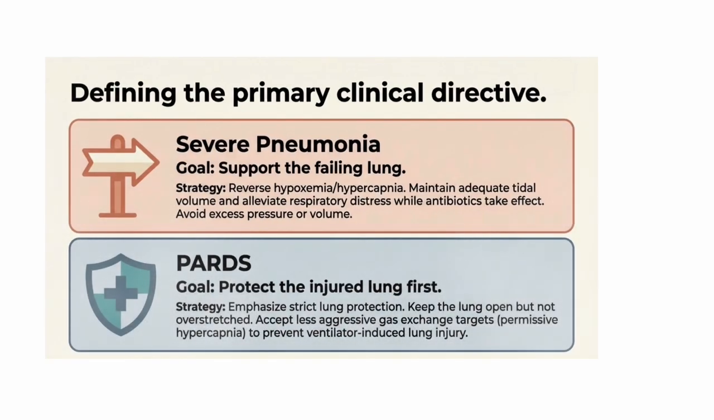Now we know the difference. Not just how it looks, not just how fast it evolves, but what the lung actually is. So the question changes. Not what settings do I use, but what am I ventilating? In pneumonia, the lung is uneven. Part of it works, part of it doesn't. So we adapt. We use volume carefully. We adjust PEEP to the patient. We treat the lung that is still working.